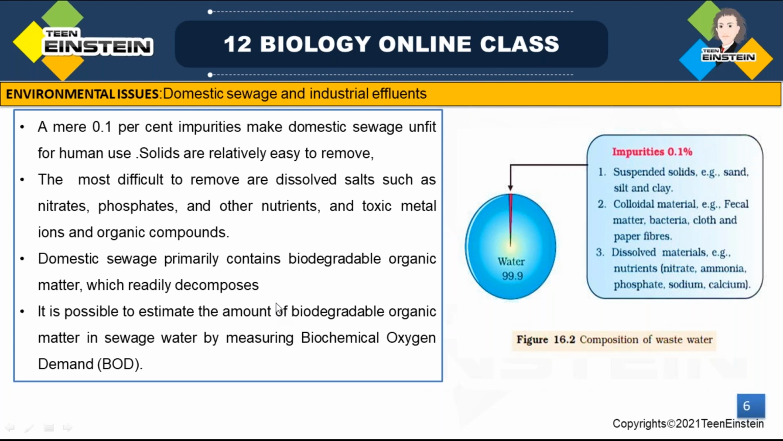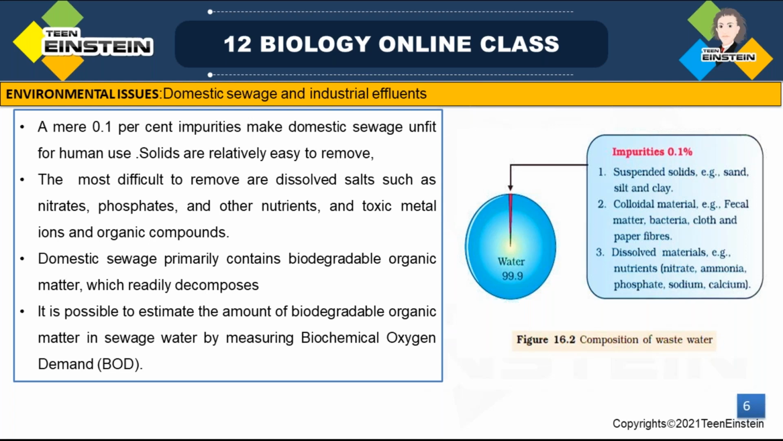Got it? So in domestic sewage, which is unfit for human usage, you can see 0.1% of impurities. These impurities consist of suspended solids, colloidal materials, then dissolved materials. Among these, the suspended solids are easy to remove compared to the other two. The most difficult ones are the nutrients, toxic metal ions, organic compounds, and salts like phosphate and nitrates. Those things are difficult to remove.